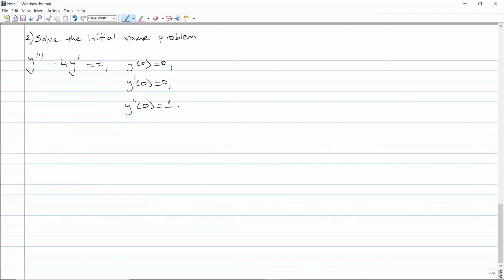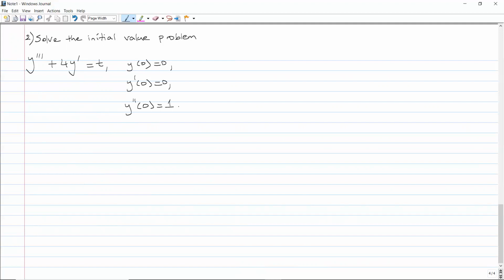So in order to find a unique solution, we need 3 initial conditions. For a third order equation, in the general solution, we are going to have 3 constants. To find our unique solution, we need to find those 3 constants, so we need 3 conditions. That's why we have the function, the derivative, and the second derivative at the same point t0, which in this problem happens to be 0.